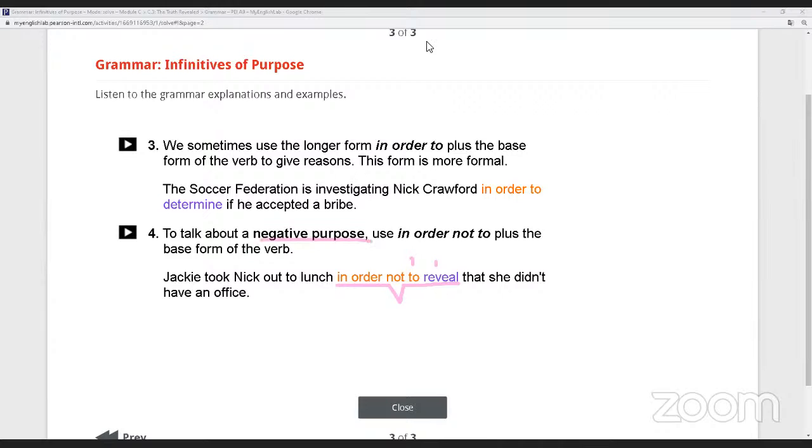Then if you want to use a negative in spoken English, the informal way, just "not to determine," we're going to use it at the beginning. Let's say if I'm going to raise "in order," because it's very formal, and I want to sound informal because I'm going to talk to my friend, my negative is going to go at the beginning, then I continue with the infinitive. Take Nick out to lunch and not to, right? Because she doesn't want to reveal, right?